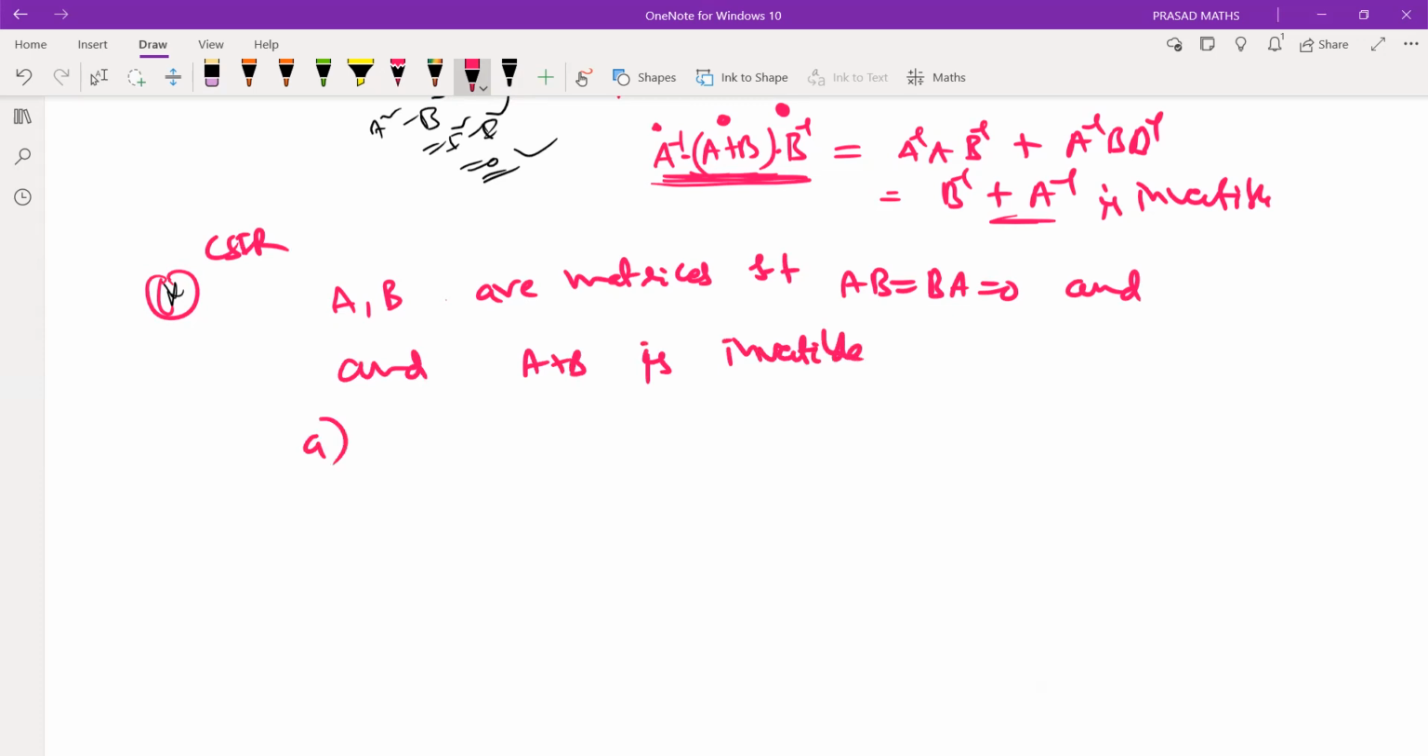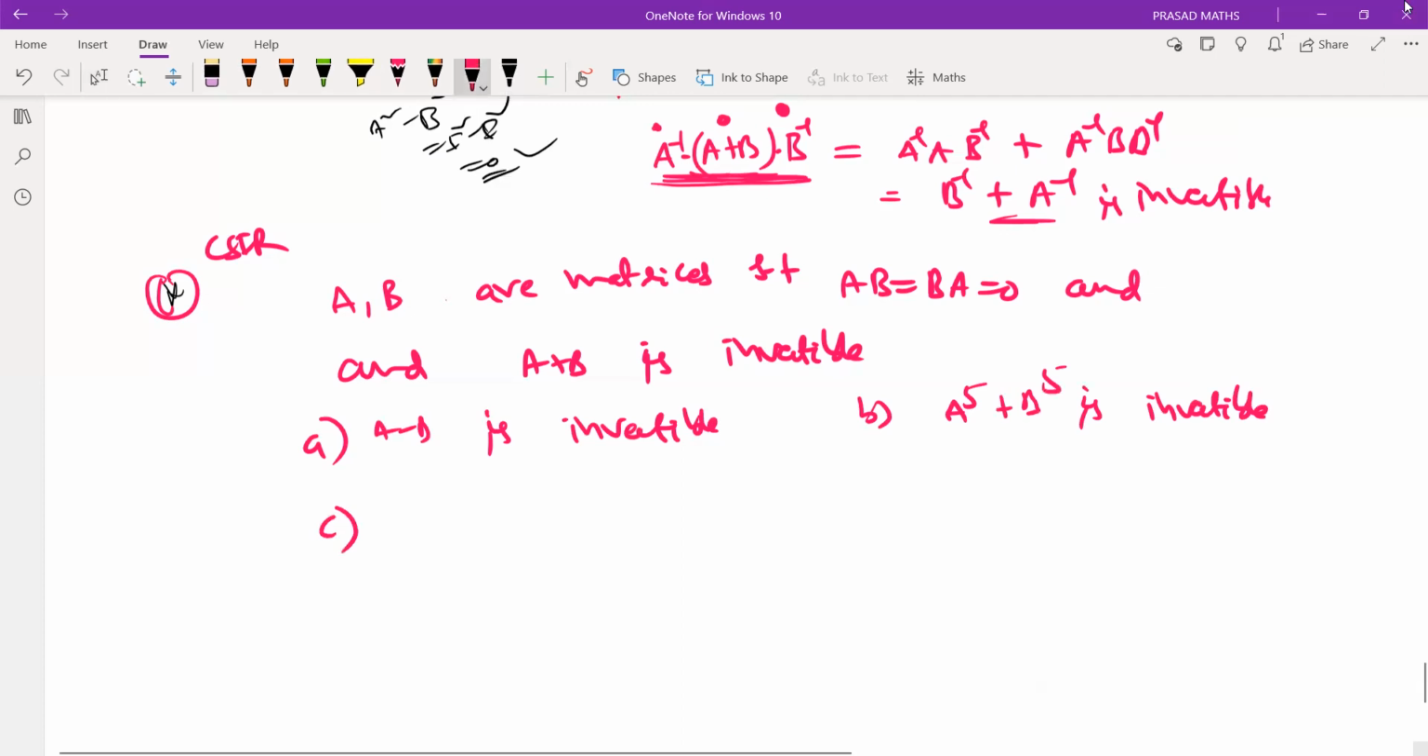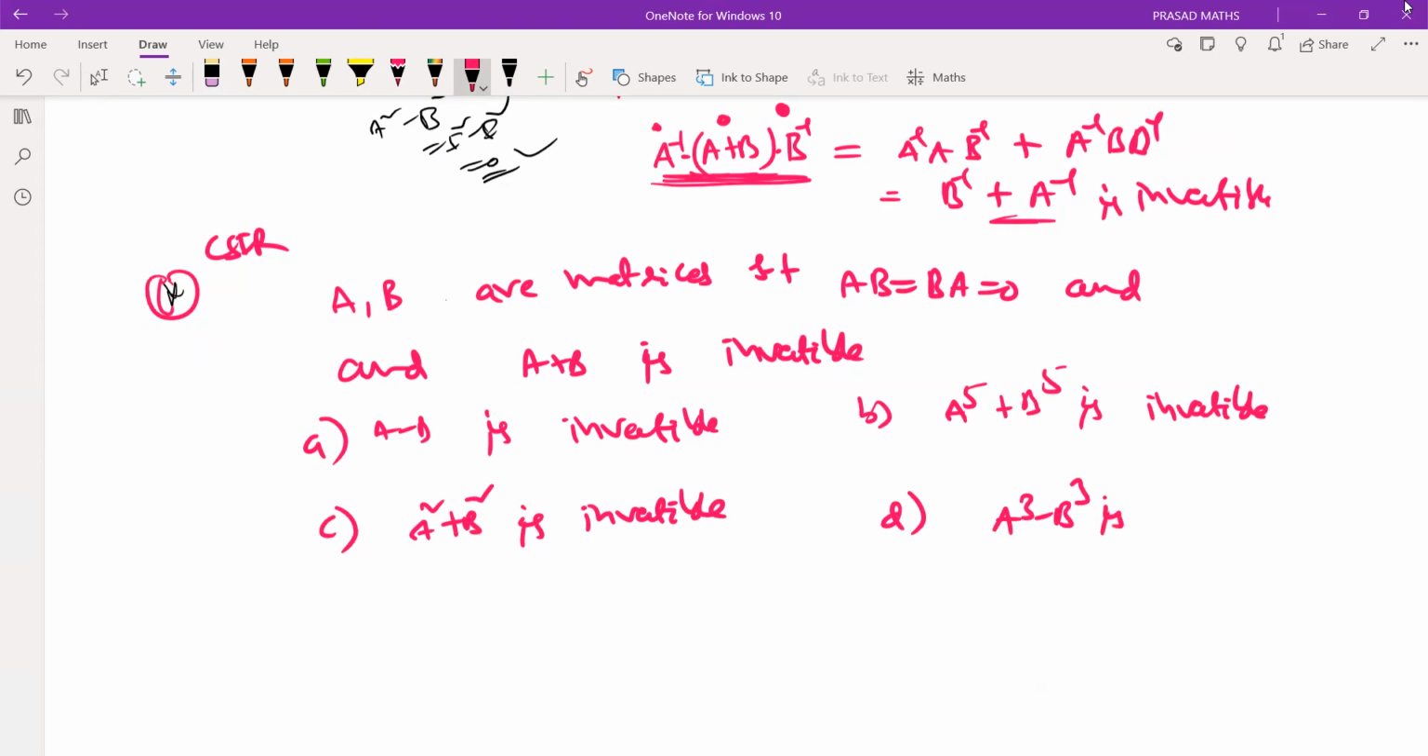Which of the following is true? Option A: A minus B is invertible. Option B: A power 5 plus B power 5 is invertible. Option C: A square plus B square is invertible. Option D: A cube minus B cube is invertible. Tell me, you are given this.